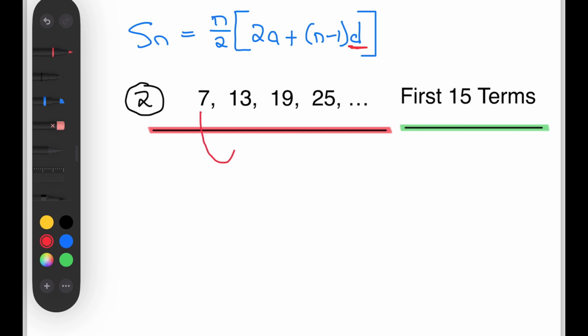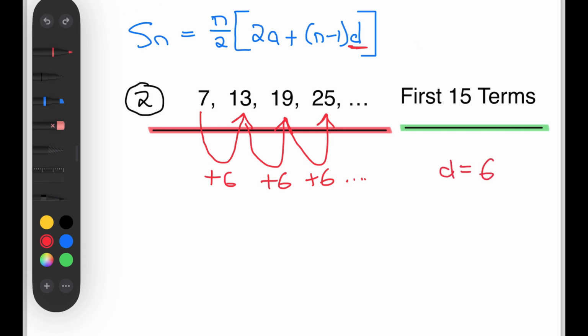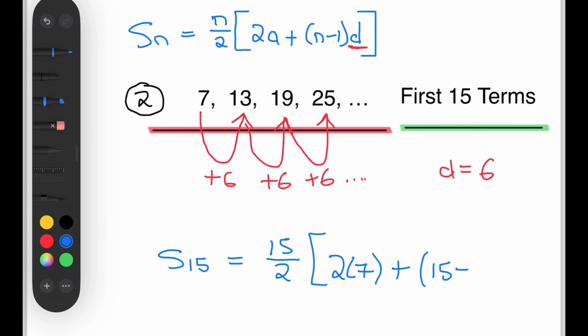To move from 7 to 13, we added 6. From 13 to 19, we also added 6. From 19 to 25, we added 6, and so on. So I know that my common difference is equal to 6. Now when I substitute my values into the formula, we're going to have Sn, or rather S15, because we know exactly how many terms we're dealing with, is equal to n, which is 15, divided by 2, bracket 2a, which is 2 times 7, plus n, which is 15, minus 1, multiplied by d, which is 6.